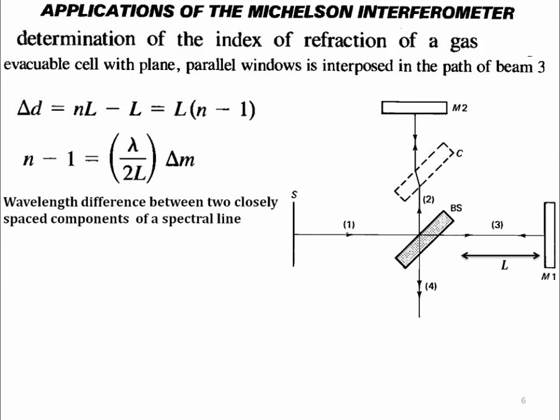Next application is another very interesting one, where we can measure the wavelength difference between two closely spaced components of spectral lines of a source. For example, you have in a sodium source the D1 and D2 lines which are very closely spaced, and the difference is almost like, I think, 6 angstroms, which is very, very small. So how can we measure the difference in two closely spaced spectral components? That can also be done with the help of this Michelson interferometer.